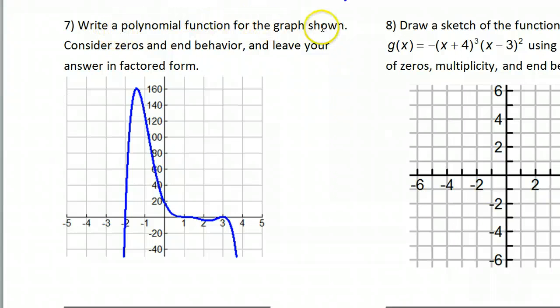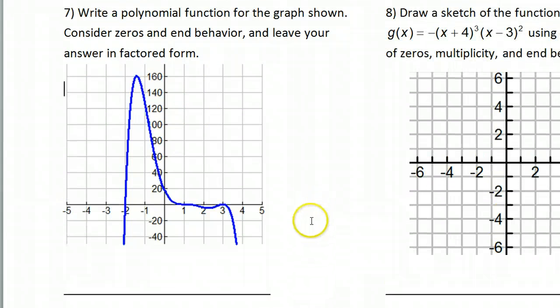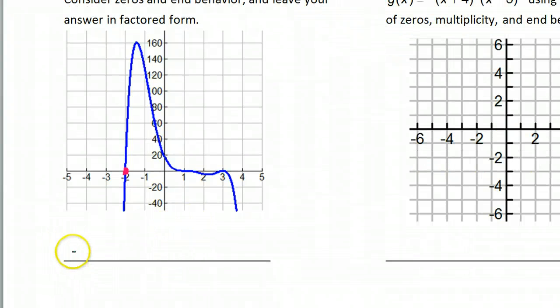Number 7. Write a polynomial function for the graph shown. Consider zeros and end behavior, and leave your answer in factored form. Okay, so we have to remember that sure, we have these zeros. I have a 0 here at -2, which means I'm going to have a factor of x plus 2. I have another 0 here at 1, so that means a factor of x minus 1. And then I have another 0 here at 3, which means a factor of x minus 3.